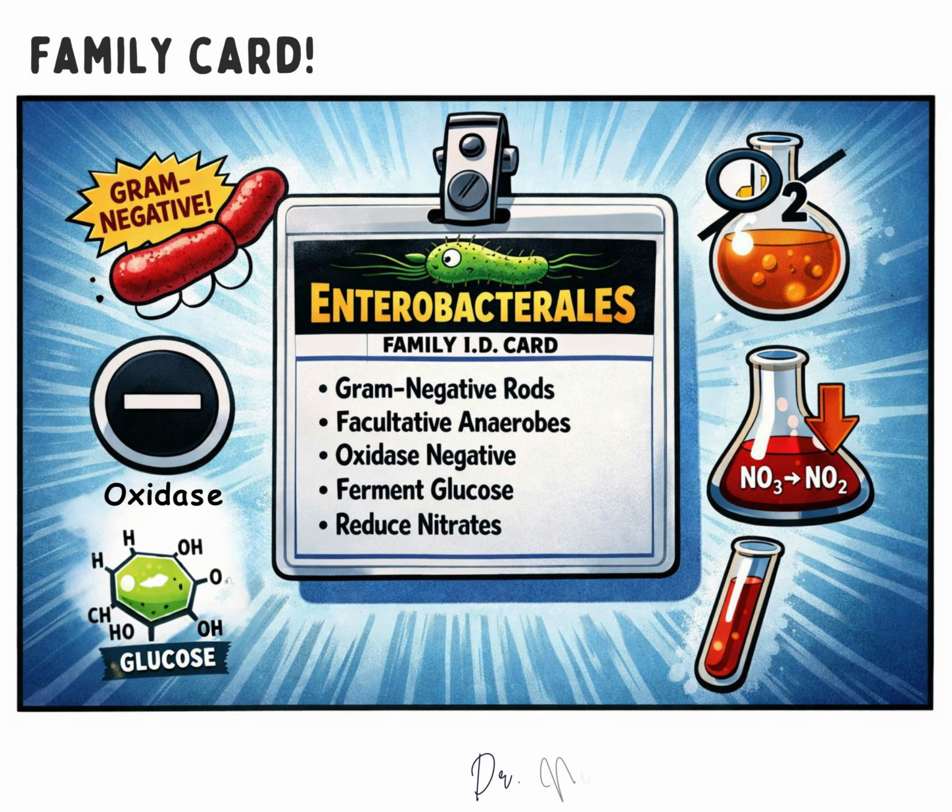What unites this gang is a shared identity. Every member is a gram-negative rod, a facultative anaerobe, and, most importantly, oxidase-negative and capable of fermenting glucose. They also reduce nitrates to nitrites. These simple biochemical traits underpin how we recognize and identify them in the microbiology lab.